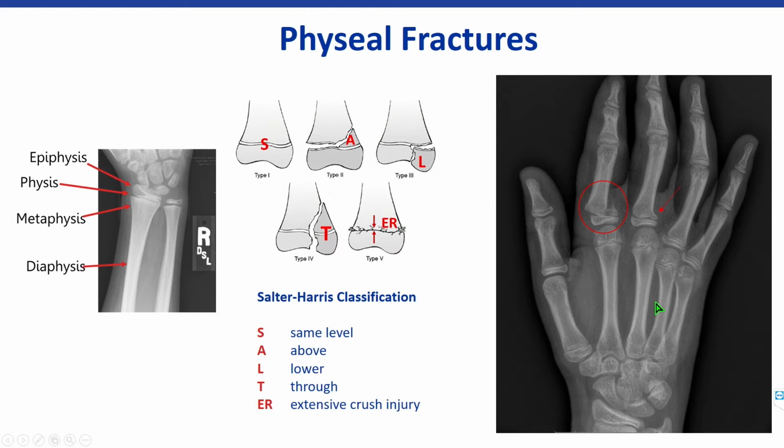Physeal fractures, again, we've talked a little bit about those growth plates or mentioned them as we're going through here. Just always pay attention to the growth plates when you have open physes. This is oftentimes where you're going to find your fractures. The Salter-Harris classification is what we use to classify these.